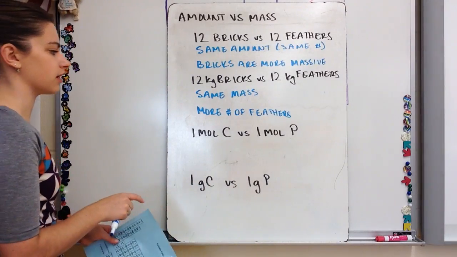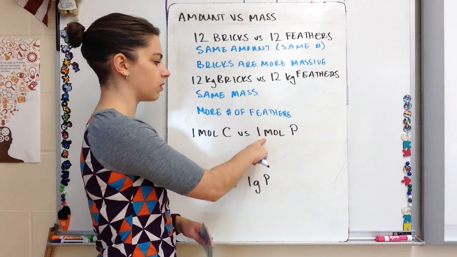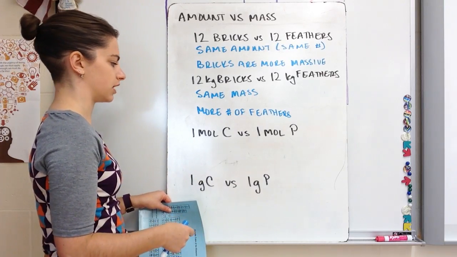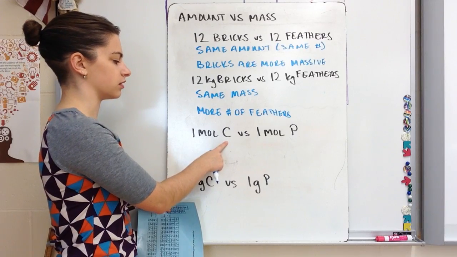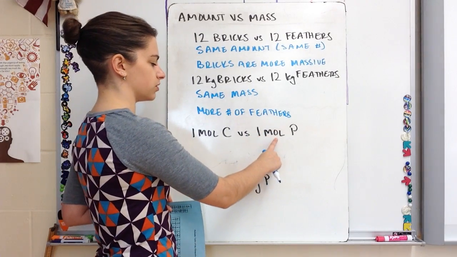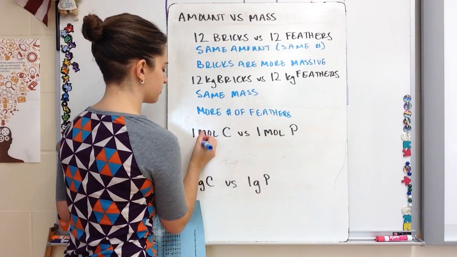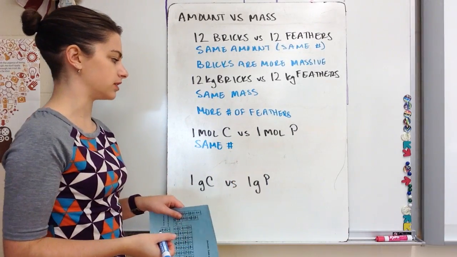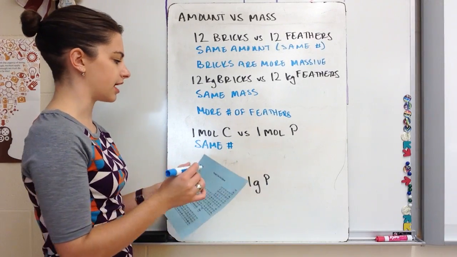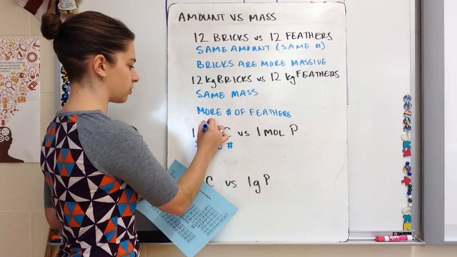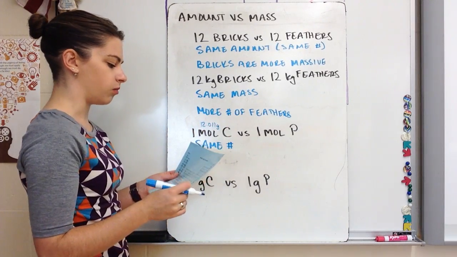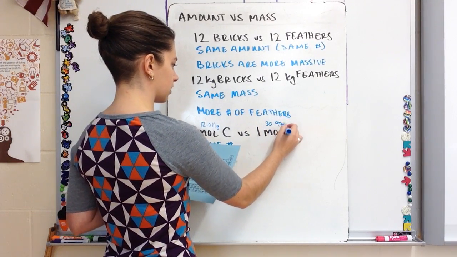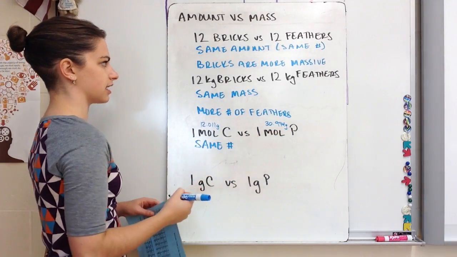So let's use this to compare. If I have 1 mole of carbon and 1 mole of phosphorus, well, a mole tells me that I have 6.022 times 10 to the 23rd carbon atoms, and I have 6.022 times 10 to the 23rd phosphorus atoms. So we have the same number, or the same amount of particles. But if I look on my periodic table, a mole of carbon has a mass of 12.011 grams. A mole of phosphorus has a mass of 30.974 grams, which means my phosphorus is going to be more massive.